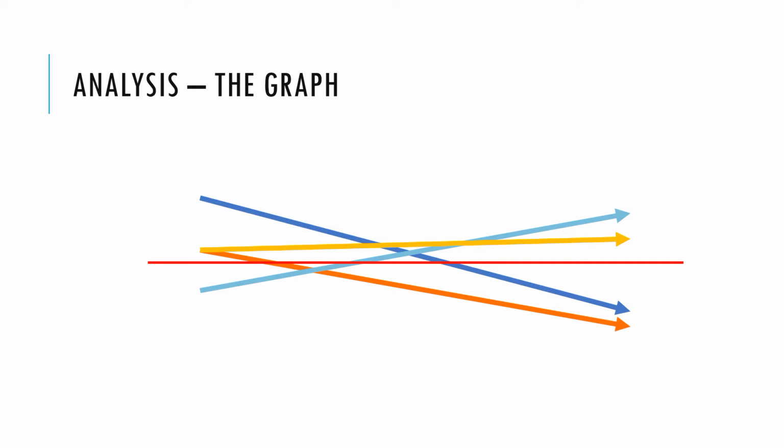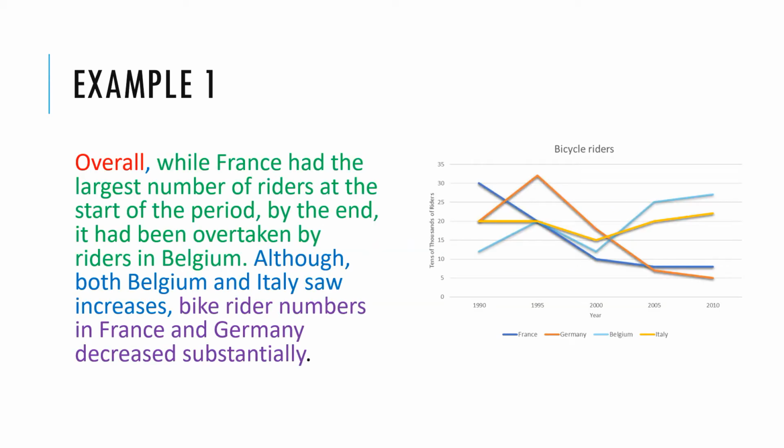If we take away the actual graph and have a look at the increases and decreases, the red line just represents no change, so it makes it clearer to see that there is a slight change in the amount of bicycle riders in Italy. Let's look at some examples. In example 1, we have: Overall, while France had the largest number of riders at the start of the period, by the end it had been overtaken by riders in Belgium. Although both Belgium and Italy saw increases, bike rider numbers in France and Germany decreased substantially. In the first sentence, all we are doing is comparing what was the highest at both ends of the period shown.